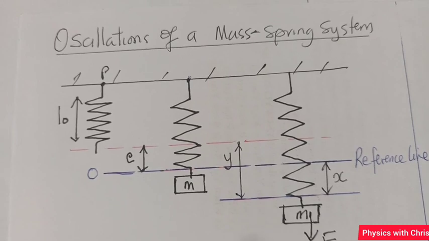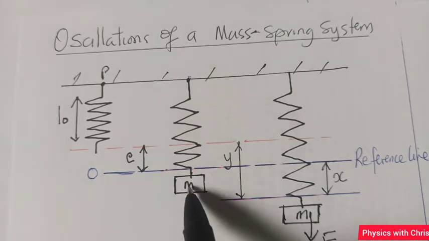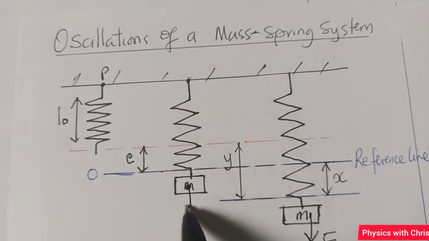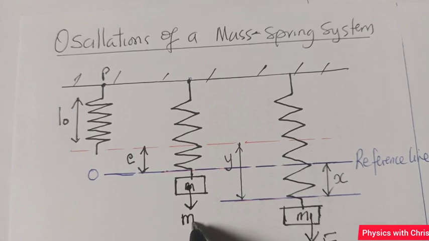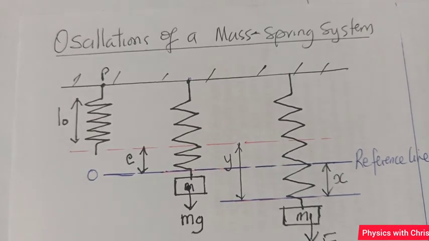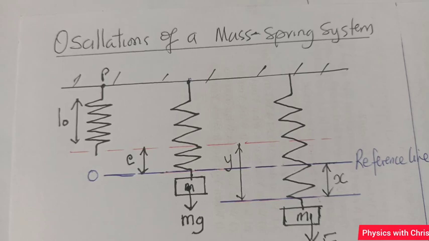Okay, let me come back here. In the second diagram, we are still looking at a case where the system is in equilibrium. That is, the mass spring system is not yet set oscillating. And of course, the weight of this mass is given by m times the acceleration due to gravity g. That's the weight, the downward force acting on the mass.